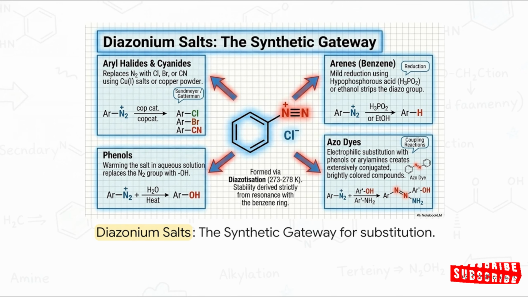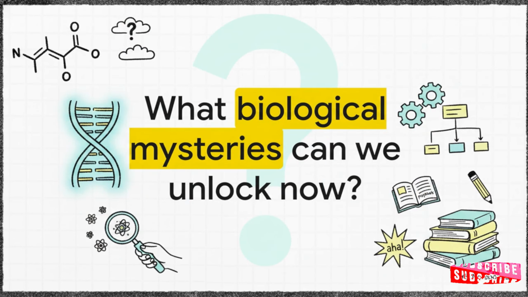This is the ultimate synthetic gateway, allowing you to easily swap out nitrogen for halogens or create those brilliantly colored azo dyes. By treating an aromatic primary amine with nitrous acid at freezing temperatures, you create this wildly versatile intermediate. From there, you can use copper salts in the Sandmeyer reaction to attach a chlorine, bromine, or cyanide group, or you can couple it with phenols to create the heavily conjugated, super bright dyes that literally color the clothing industry today.